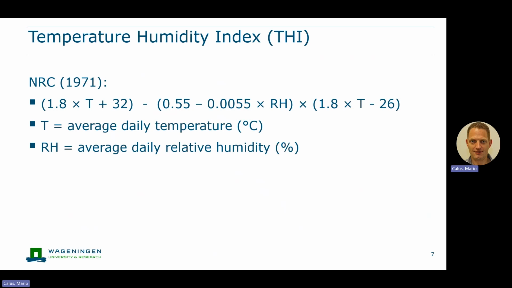To compute this temperature humidity index, there's a formula here that is typically used in most studies of the last 10, 20 years. The formula may look a little bit complicated, but if you look at it a little longer, you will see that the temperature humidity index will increase with the temperature, and the relative humidity doesn't have too much of an effect on the outcome, which I will also show on the next slide. It only has two inputs: the average daily temperature in degrees Celsius and the relative humidity.